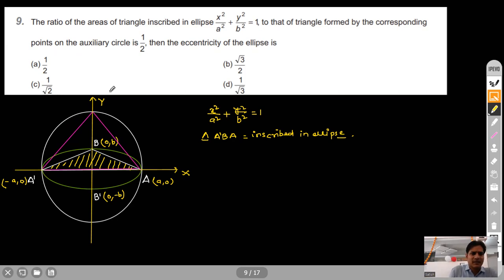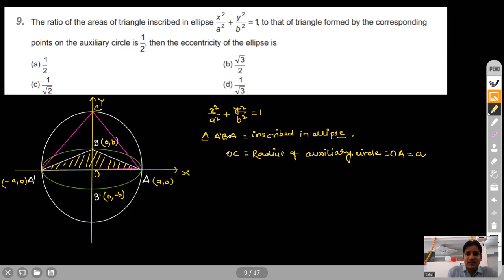Let me name this as C. Now, what will be the coordinates of this C? This is the center of the ellipse and the center of the auxiliary circle. So if you observe, this OC will be equal to the radius of the auxiliary circle, and it will be equal to OA. That will be nothing but equal to a. So this OC will be equal to a.